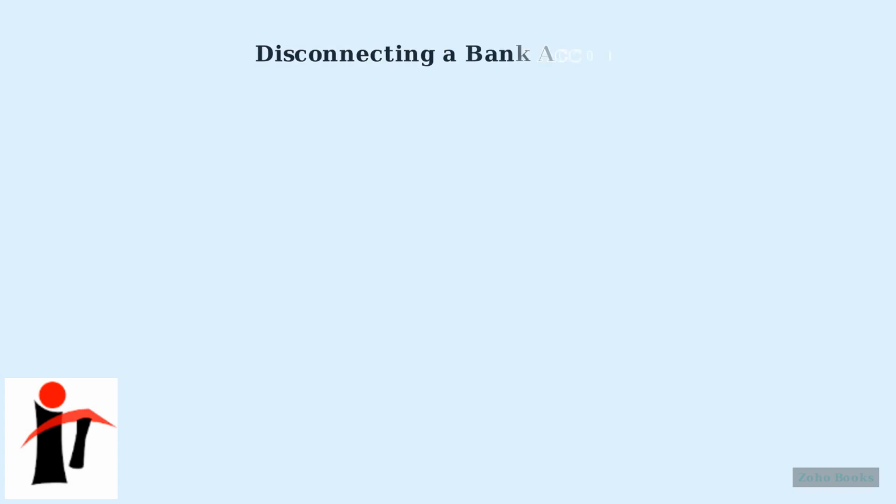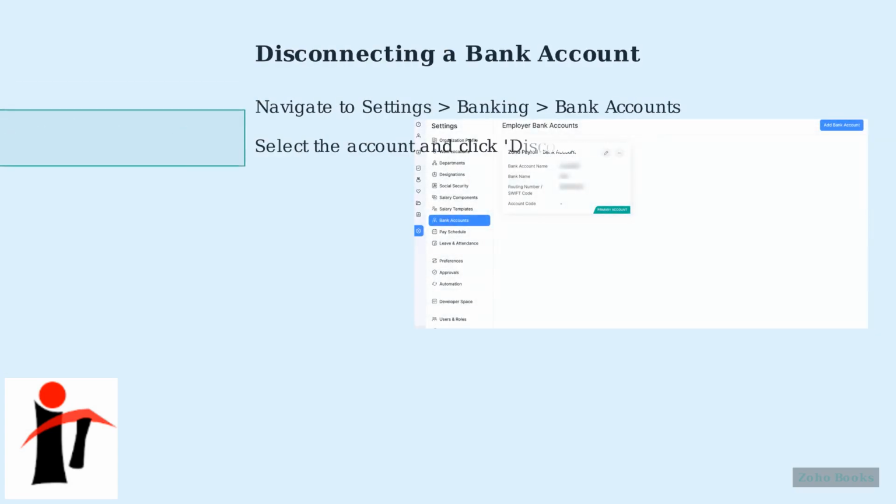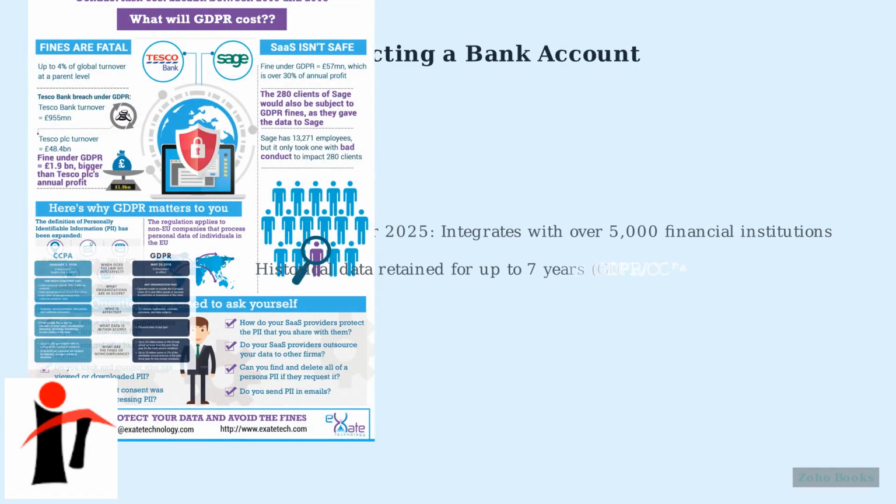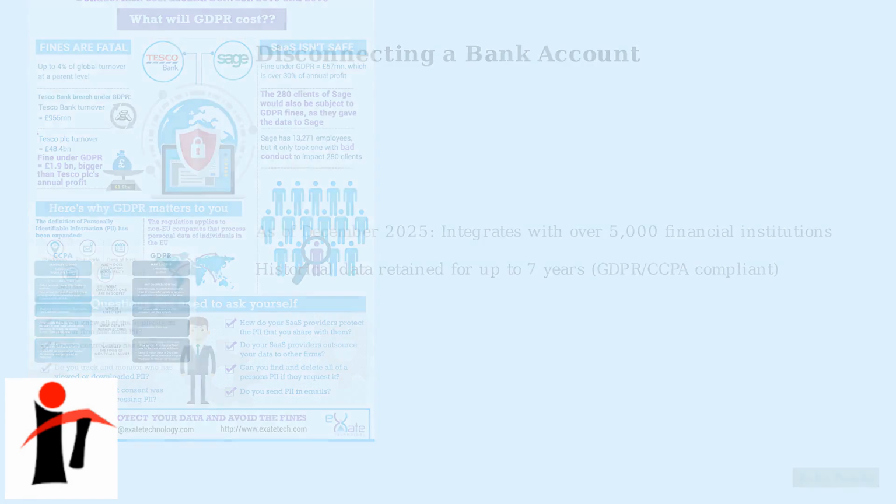Zoho Books allows you to easily disconnect a bank account. This is essential when switching banks or closing accounts to prevent duplicate entries. To disconnect, navigate to Settings > Banking > Bank Accounts. Select the account you wish to remove and click Disconnect or Remove, depending on the level of integration. Confirm the action to revoke permissions and stop the automatic syncing of transactions.